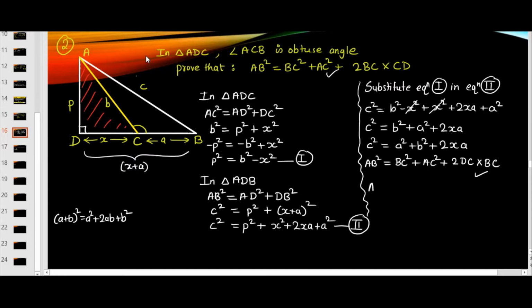I can also write this again properly. That is BC square plus AC square plus 2 times BC multiplied by CD. Hence, proof. We already got the answer what we were looking for.